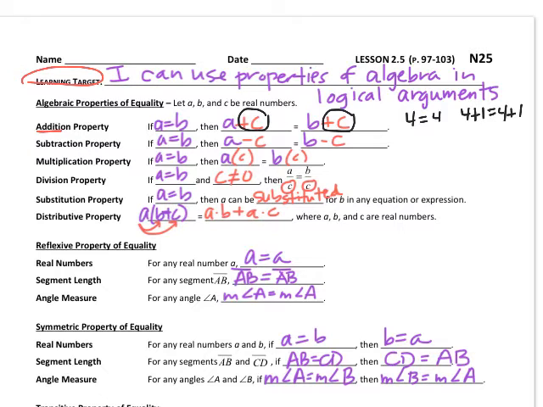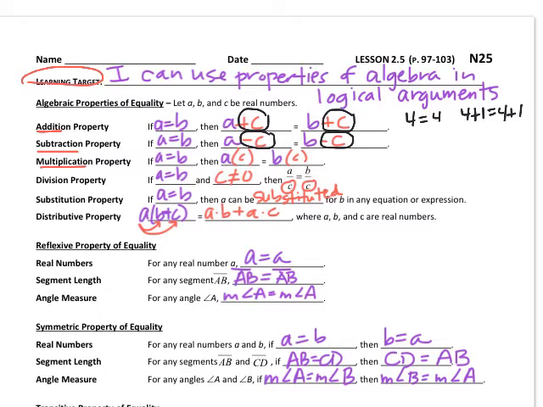So for the subtraction property, we know that we can subtract the same thing from both sides. So if A equals B, then A minus C equals B minus C. Same thing with the multiplication property. We can multiply both sides by the same thing. And in this statement it says if A equals B, then A times C equals B times C, because we can multiply both sides of the equation by the same exact number.